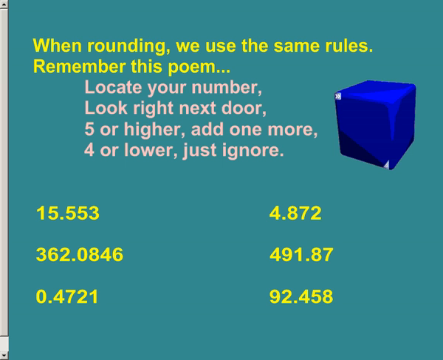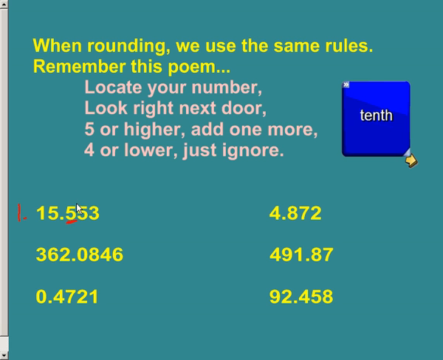All right, so let's go ahead and give it a try. So remember, when rounding, we use the same rules. Remember this poem. Locate your number, look right next door. 5 or higher, add one more. 4 or lower, just ignore. So for each of these problems, I'm going to roll the dice. It's going to tell us what to round to. So the first one, we're going to round to the tenths place. So you're going to underline or circle the tenths place.